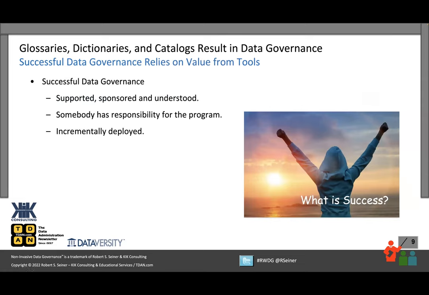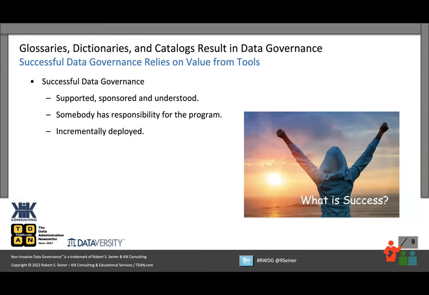So the first thing we should do is probably define what we mean by successful data governance. And in my mind, from what I've seen, those organizations that are the most successful at data governance, their program is supported by their senior leadership, it's sponsored by their senior leadership, and it's understood by their leadership. And somebody has the responsibility for the program. There's still a lot of organizations that are trying to figure out where data governance is going to reside in the organization. Those organizations that are more successful are ones that have identified the people that are going to have responsibility for the program.